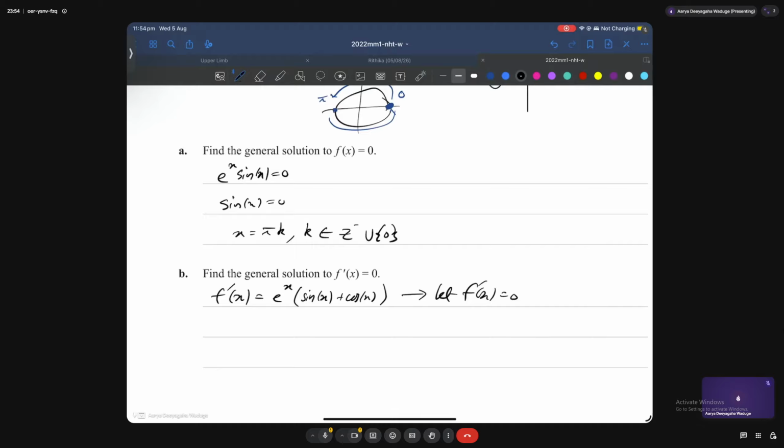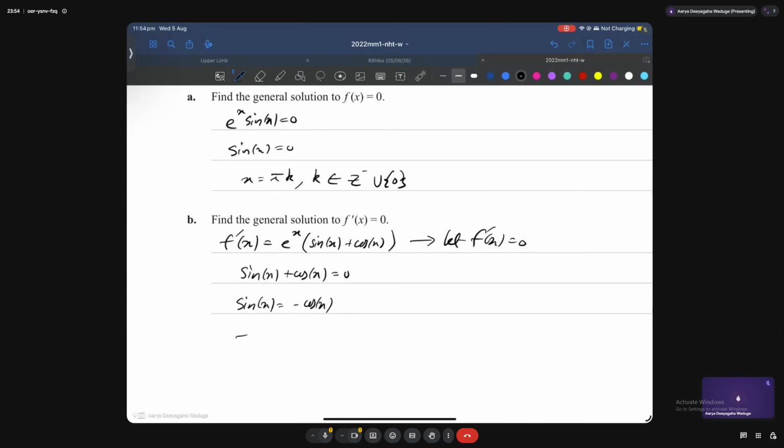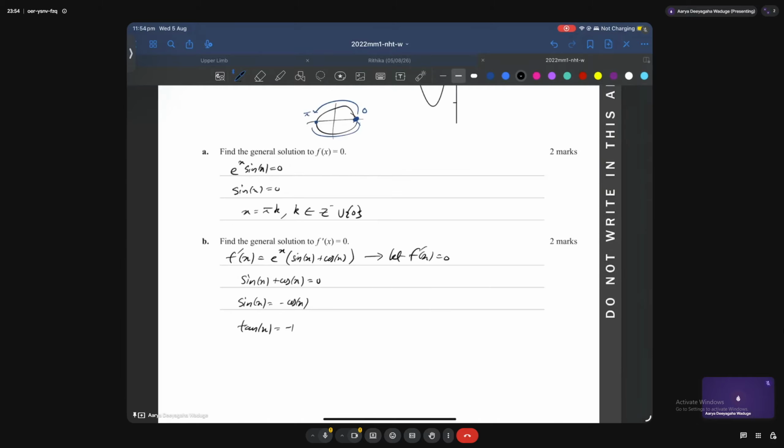So I'll just write it short: sine x plus cos x is equal to 0, because e to the x can't be equal to 0. Therefore sine of x is equal to negative cos x, and if you divide both sides by cos x, this is just tan x equals negative 1, and again the general solution. So x is equal to negative pi on 4 plus pi k, and I'll just quickly write this properly.